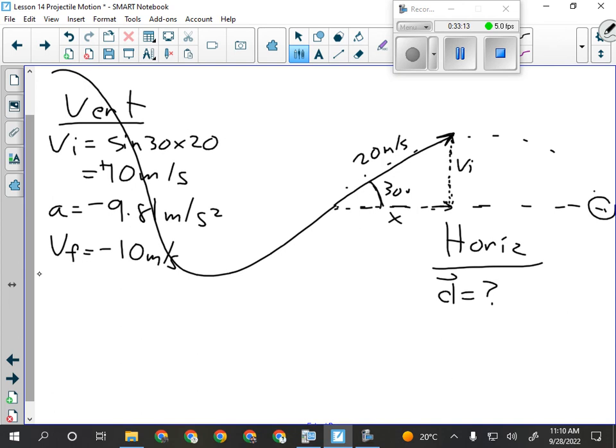Can I calculate anything about the horizontal part right now? Initial velocity? Well, constant velocity, actually, yes, because it's going to move at a constant velocity horizontally. And I can calculate that. We just call it V horizontal, and it's going to be the cos of 30 times 20.